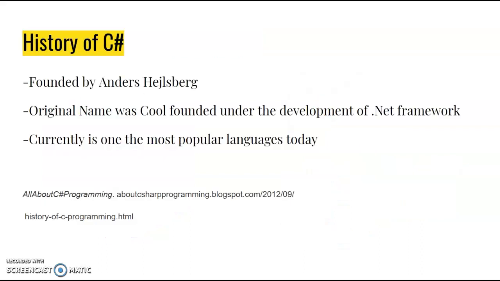C Sharp was originally founded by Anders Hejlsberg, I guess, and it was developed under Microsoft. Its original name was Cool, but it got copyrighted because there already was a C, so they had to change it to C Sharp, and it was developed under the .NET framework. Currently, it's one of the most popular languages today, and you'll see how popular it is when I talk about the usages.